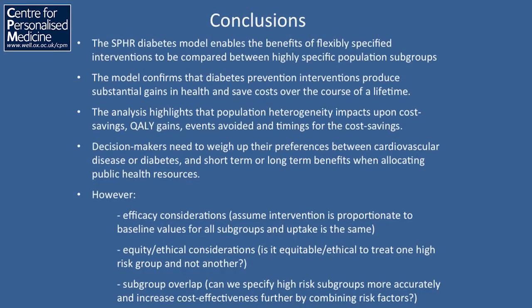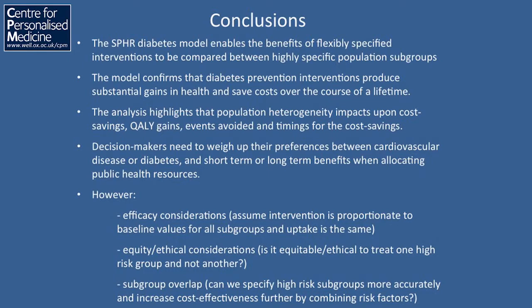So basically the conclusions of this is that this model can enable the benefits of lots of different types of interventions to be compared within different population subgroups, and these do tend to produce substantial gains in health, and they save costs over the course of a lifetime. But population heterogeneity does impact quite a lot on the differential cost savings, QALY gains, the actual events you're avoiding, and the timings of those cost savings.